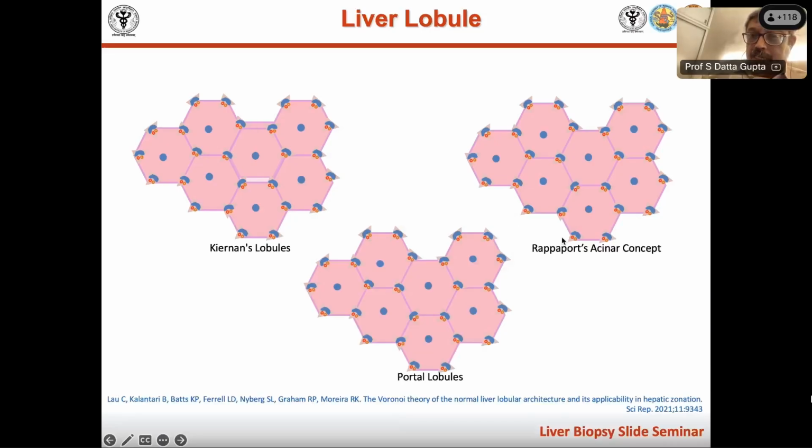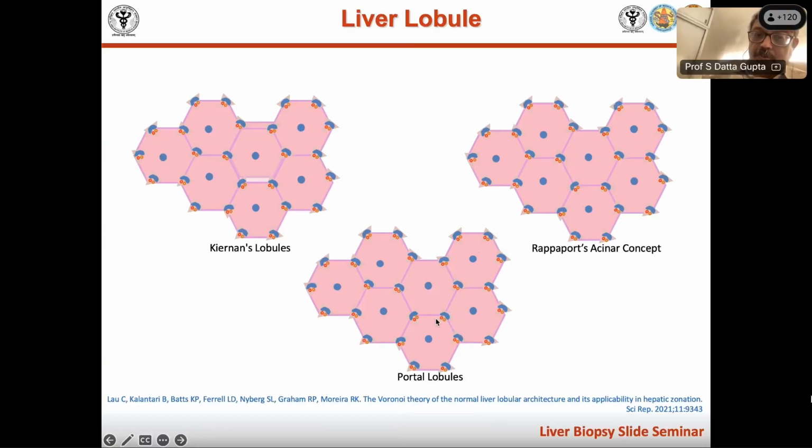But then Rappaport said that no, the blood flows from the portal tracts to the central vein because of the portal veins and the arteries. Portal veins supply nearly 70% of the blood to the liver, liver lobule or whatever you want to call it, and the artery supplies the remaining 25-30%. So this is the most important area, and blood flows from the portal area to the central area. So we cannot divide like this. This should be actually the central part.